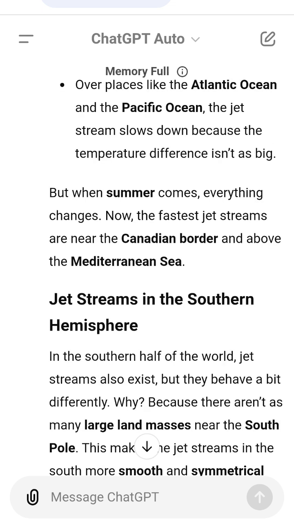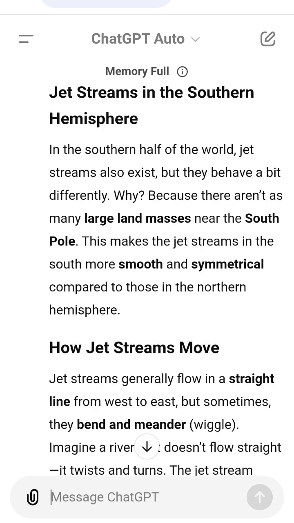Similarly, people living near the poles might suddenly feel warmer if warm air from the tropics gets pulled up by a large bend in the jet stream.